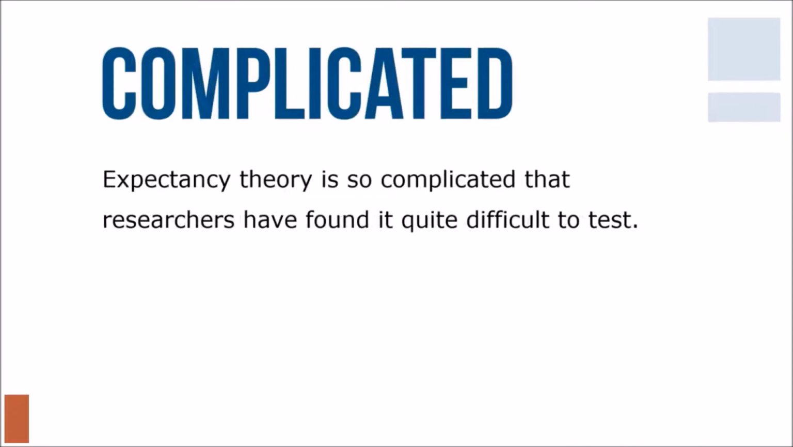Expectancy theory is so complicated that researchers have found it to be quite difficult to test. In particular, the measures of various paths of the model may lack validity, and the procedures for investigating relationships among the variables have been less scientific than researchers would like. Moreover, people are seldom as rational and objective in choosing behaviors as expectancy theory implies. Still, the logic of the model, combined with the consistent, albeit modest, research support for it, suggests that the theory has much to offer.